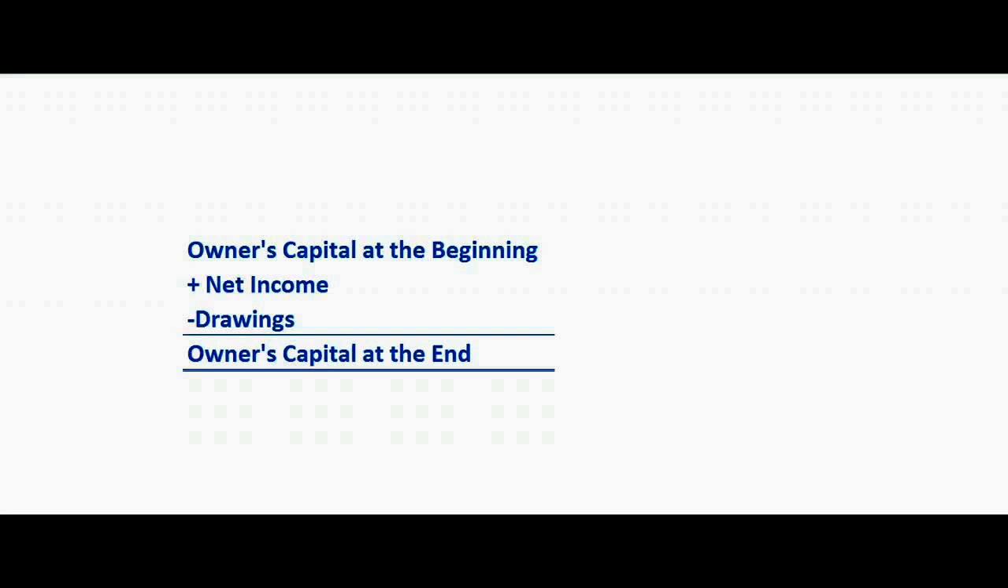Another way that might help you is from the very first class, we said that the statement of owner's equity looked like owner's capital at the beginning plus net income minus drawings gives us owner's capital at the end. And so you might think that this step in the accounting cycle is where we finally put our money where our mouth is. We finally do what we said all along. We're going to add net income to owner's capital and subtract drawings from owner's capital.